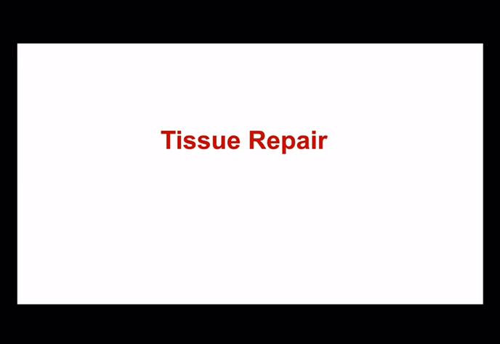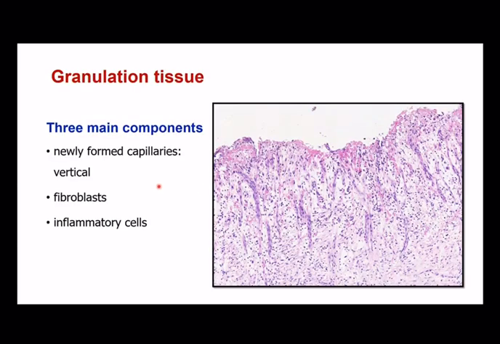Now let's move to the last part, tissue repair. Now I will show you the section of granulation tissue. As we know, it has 3 main components: the capillaries, the fibroblasts, and inflammatory cells. Let's look at this picture. On the surface, there are some pink amorphous material here, like here and here. They are necrotic exudates and cell debris.